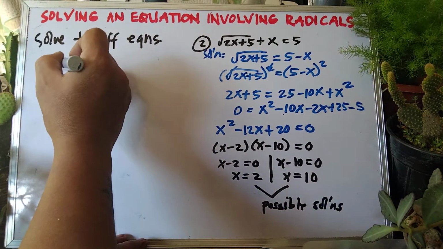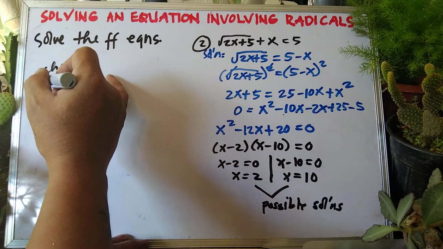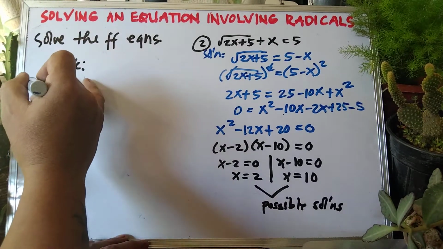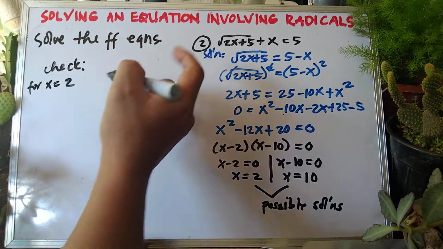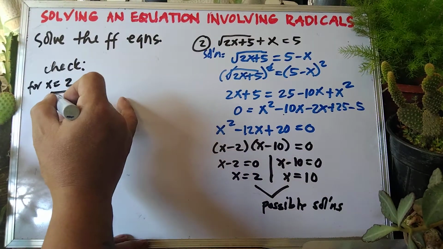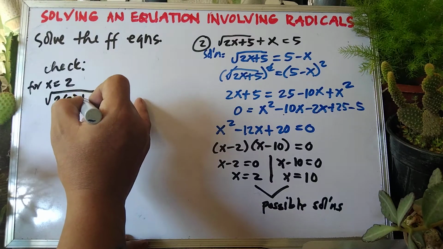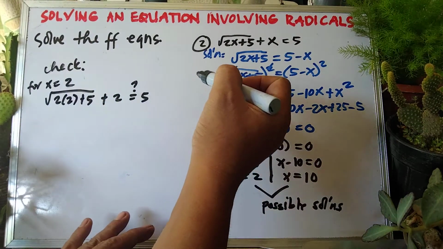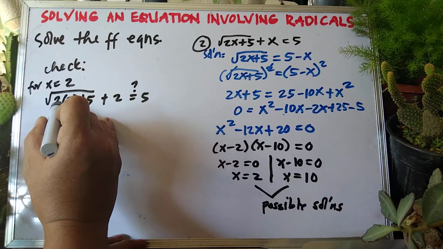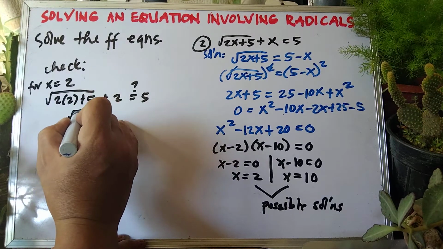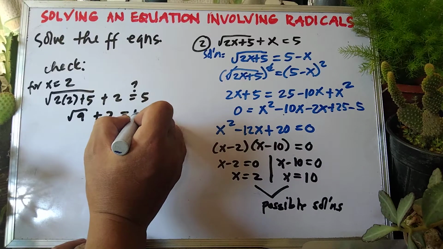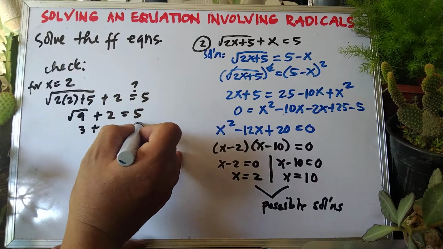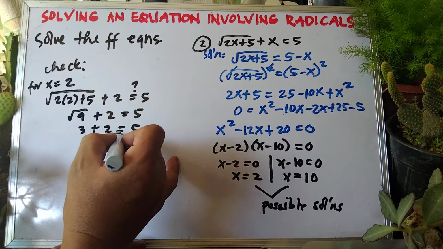Okay, let's check. We do the checking. Using the original equation, you have, for x is equal to 2. Using the original equation, we will replace x by 2: square root of 2 times 2 plus 5 plus 2 is equal to 5. The question is, are they equal? So, simplify further. What is 2 times 2? You have 4 plus 5 is square root of 9 plus 2 is equal to 5. What is the square root of 9? That is 3 plus 2 is equal to 5. So, it follows that 5 is equal to 5.